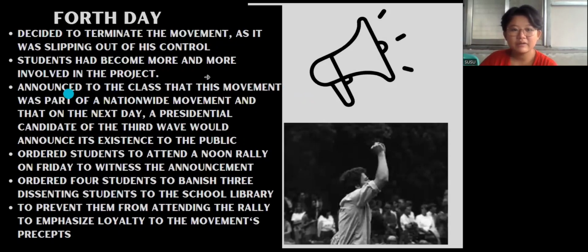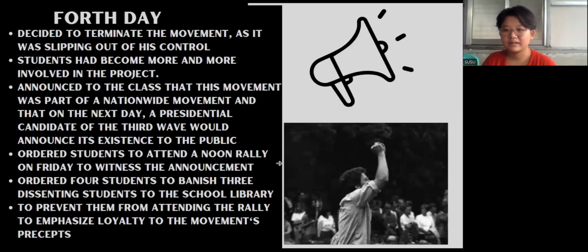So he announced to the class that this movement was part of a nationwide movement, and that on the next day, a presidential candidate of the third wave would announce its existence to the public. He also ordered the students involved in the experiment to attend the noon rally on Friday to witness the announcement. And he also ordered 4 students to be banished.